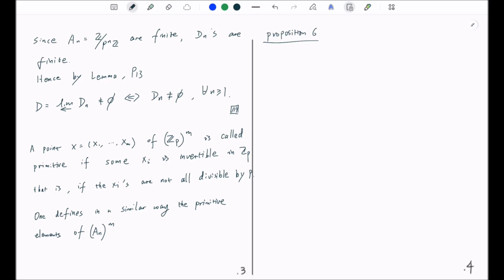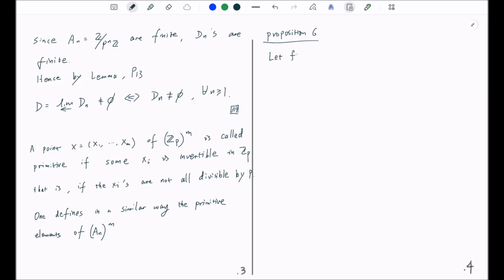This proposition is also about the equivalence of multiple statements. And this time, it involves Q_p, the field of p-adic numbers. But the little price to pay here is that the polynomials we are talking about will be homogeneous polynomials.